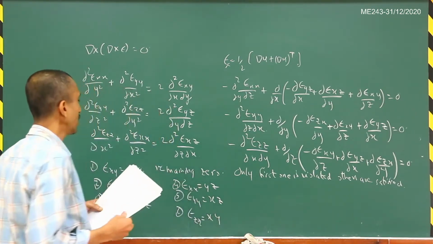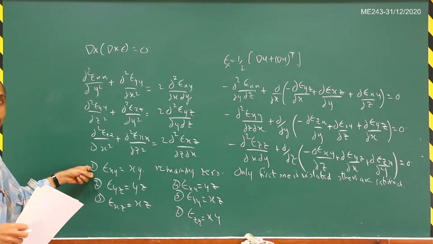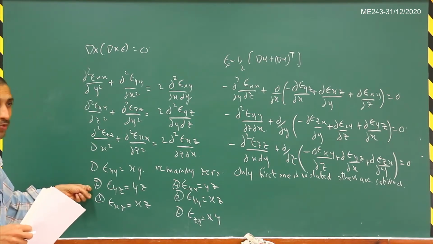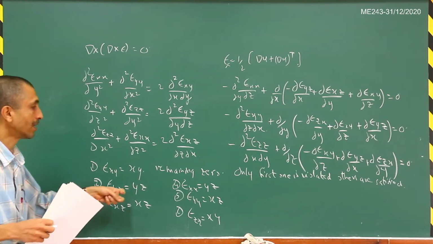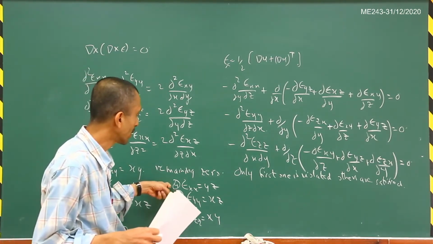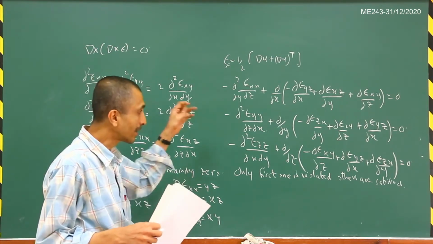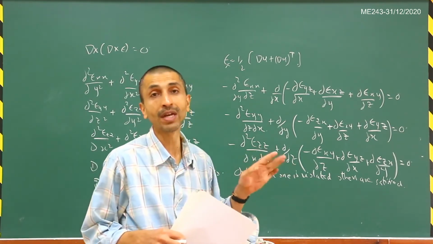So you will see that if you make this choice, only the first compatibility relation is violated. If you make this choice, then only the second compatibility relation is violated. If you make this choice, only the third is violated. And if you make this choice, then only the fourth is violated, and so on. So basically, that shows that all of them are independent, right?